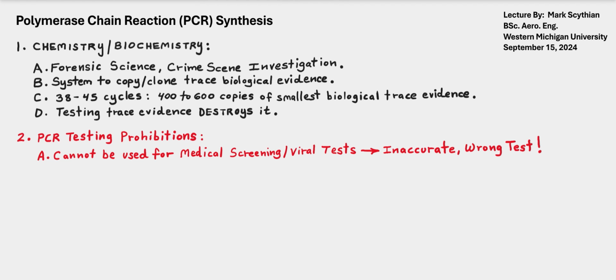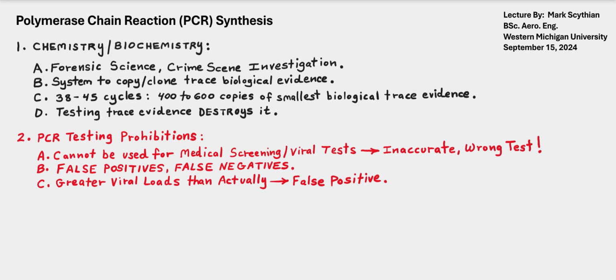It's the wrong test. And why? Because there will only be false positives or false negatives. So if you have a greater viral load than actually, let's say you have to reach 7 on a scale of 10 ratiometrically to test positive, but you only really have 3. If you use the PCR, it will clone so many copies of the viral sample that you might test at 8 when you're actually at 3, so you end up getting a false positive.